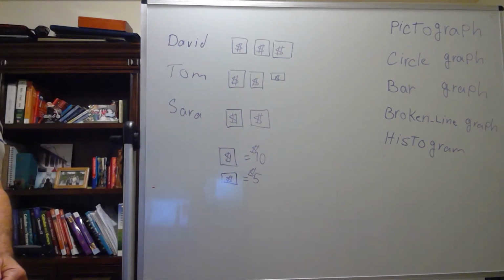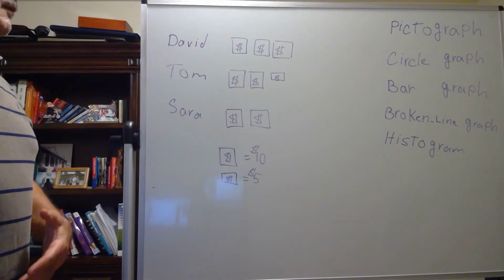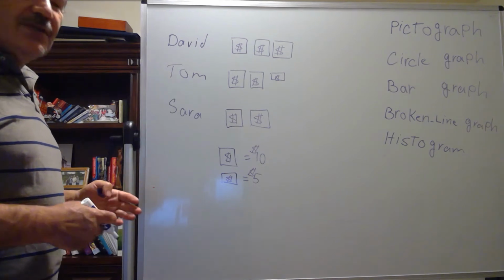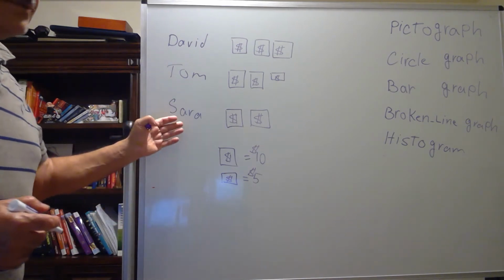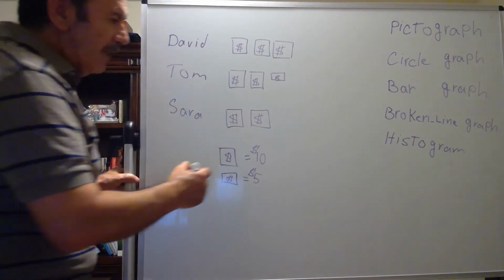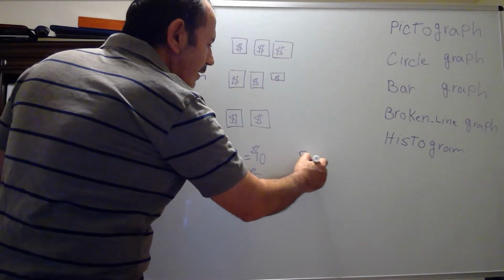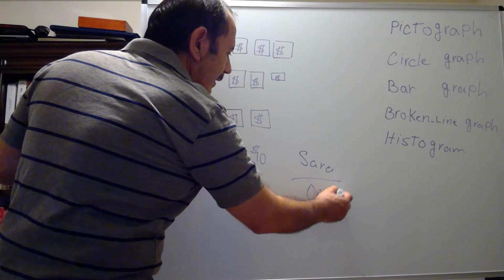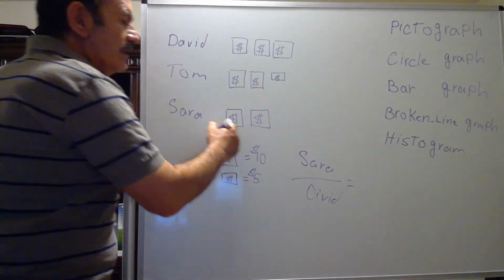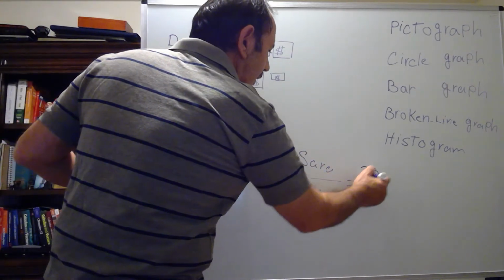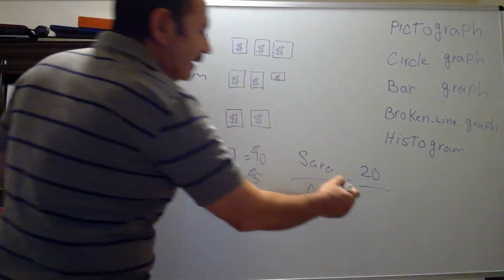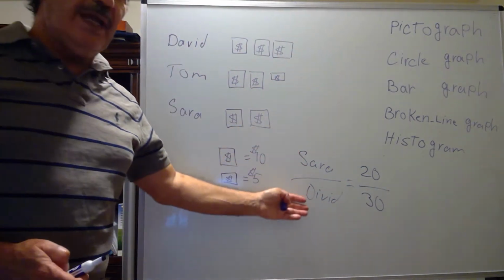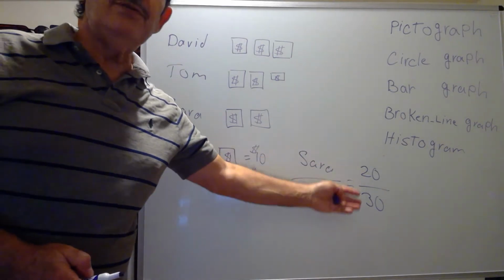Or I can ask, what is the ratio of Sarah's money to David's money? So I can say Sarah to David. Sarah's money is 20. David's money is 30. So the ratio of Sarah's money to David's money is 20 to 30.